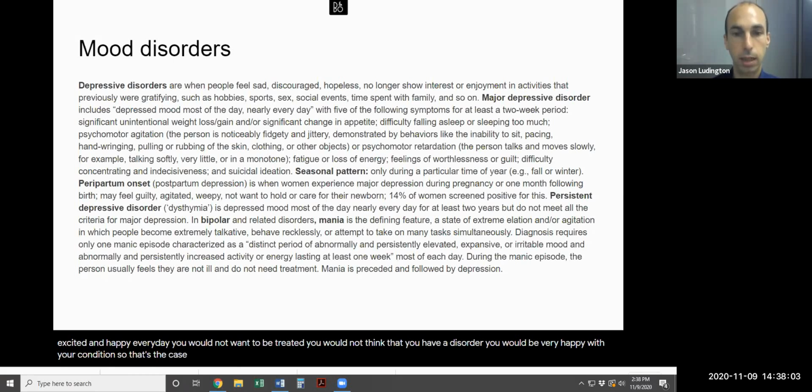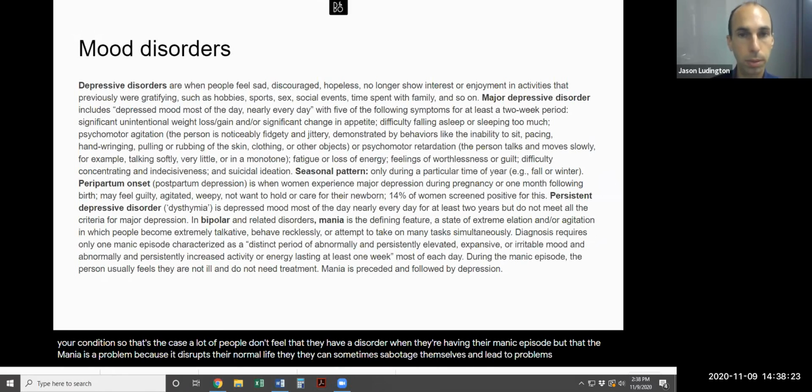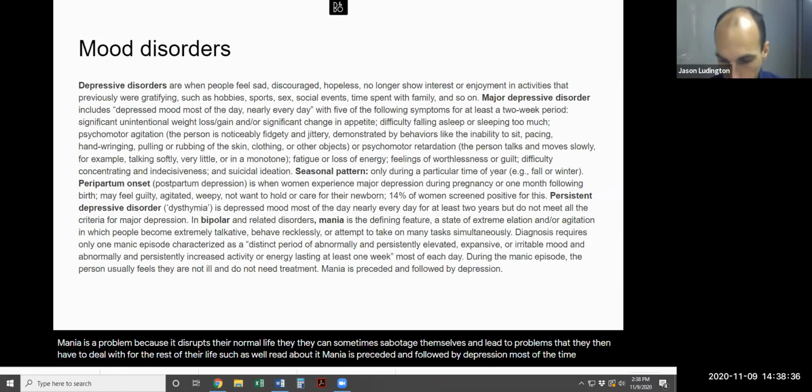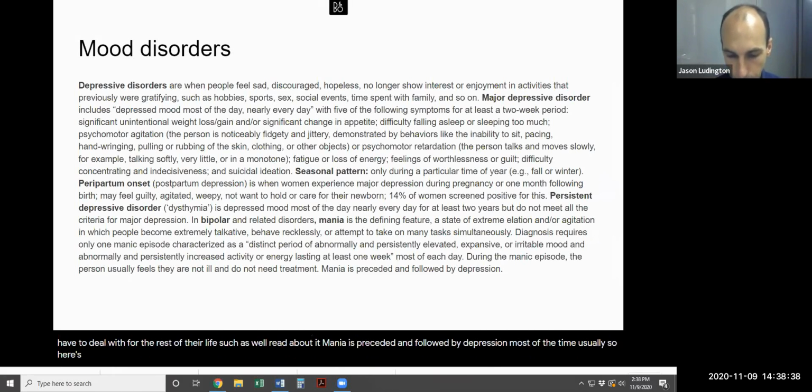So that's the case. A lot of people don't feel that they have a disorder when they're having their manic episode, but the mania is a problem because it disrupts their normal life. They can sometimes sabotage themselves and lead to problems that they then have to deal with for the rest of their life. Mania is preceded and followed by depression most of the time, usually. So I'm going to read some things about it.